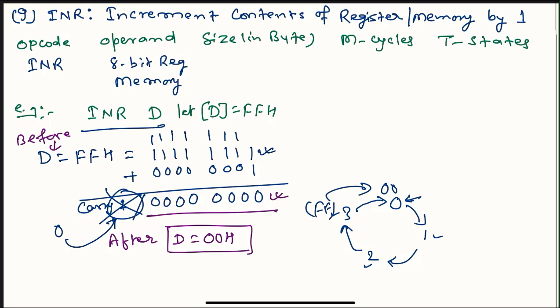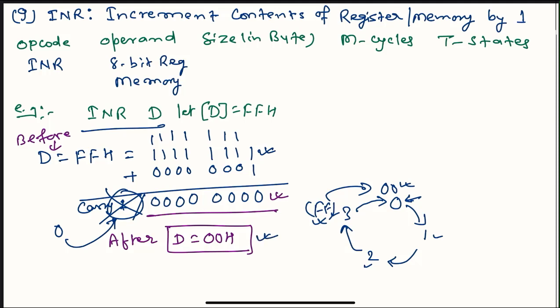So in a similar fashion, if the value is 00 in hex form, then it will go to 01, 02, and so on up to FF. So after FF, if we increment, then it goes to 00 only. That is the reason the result stored in this D flip-flop will be 0.